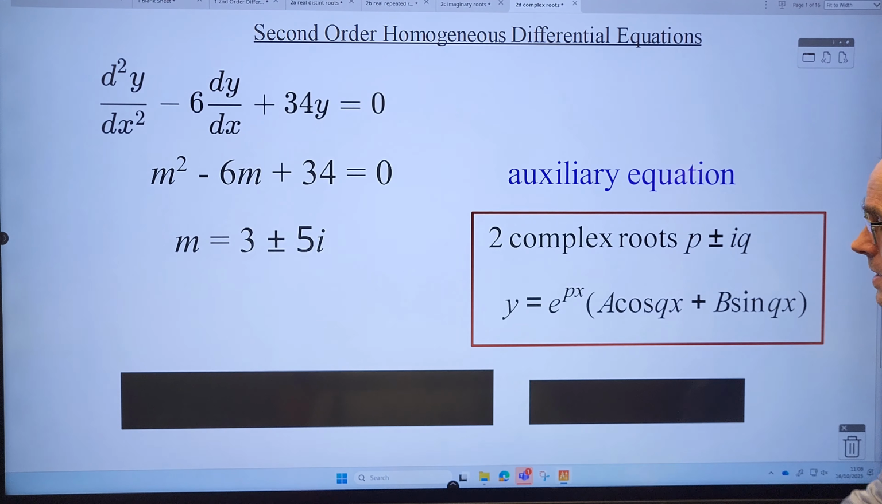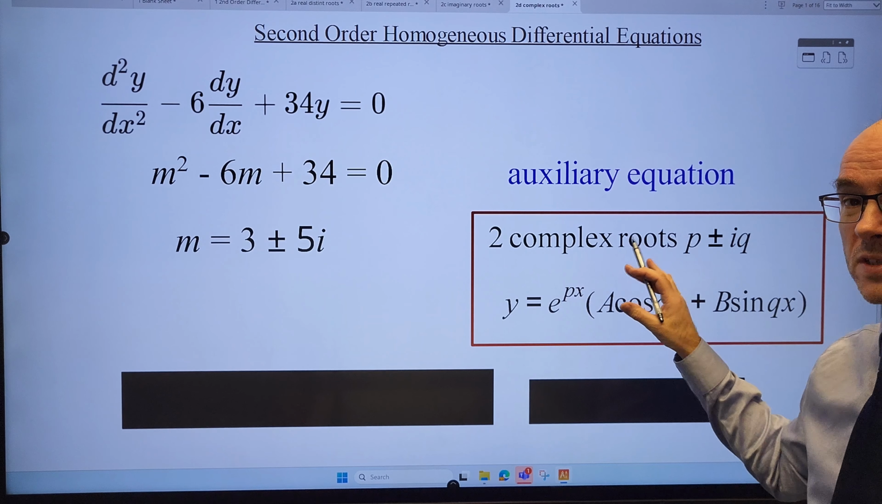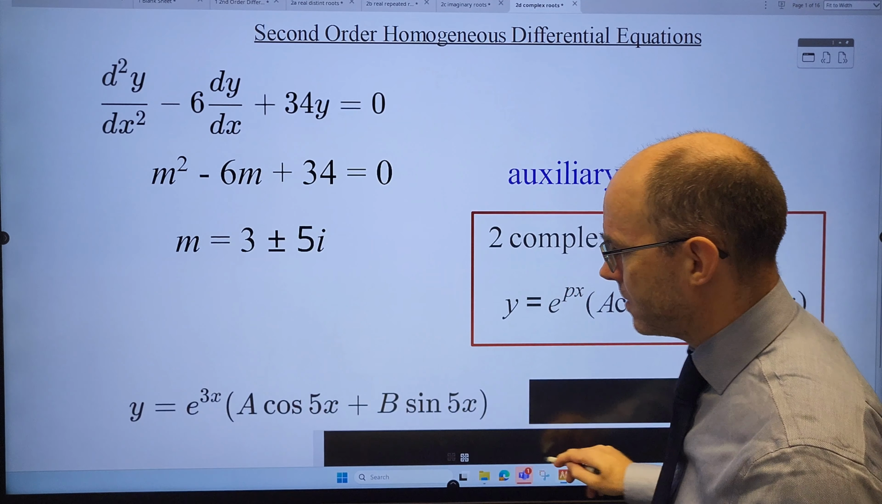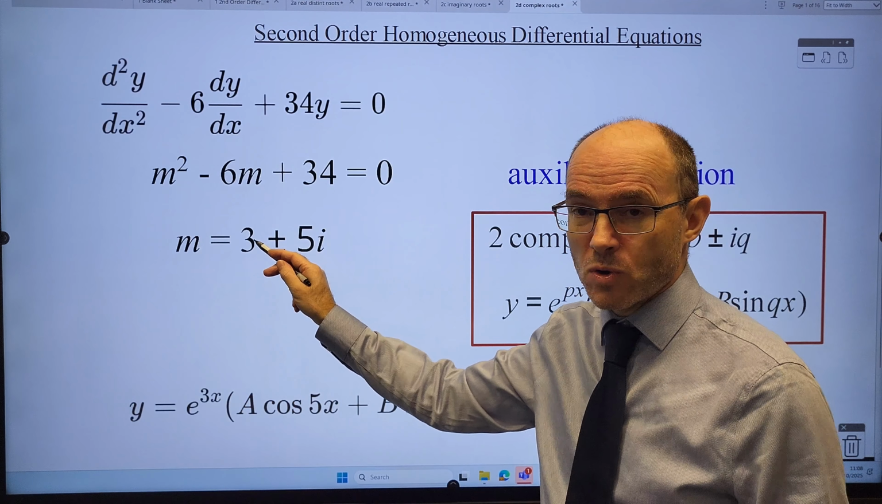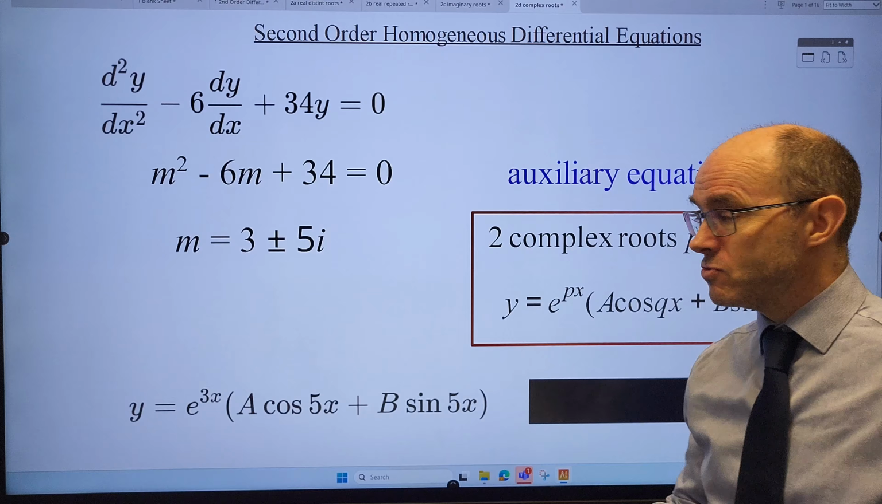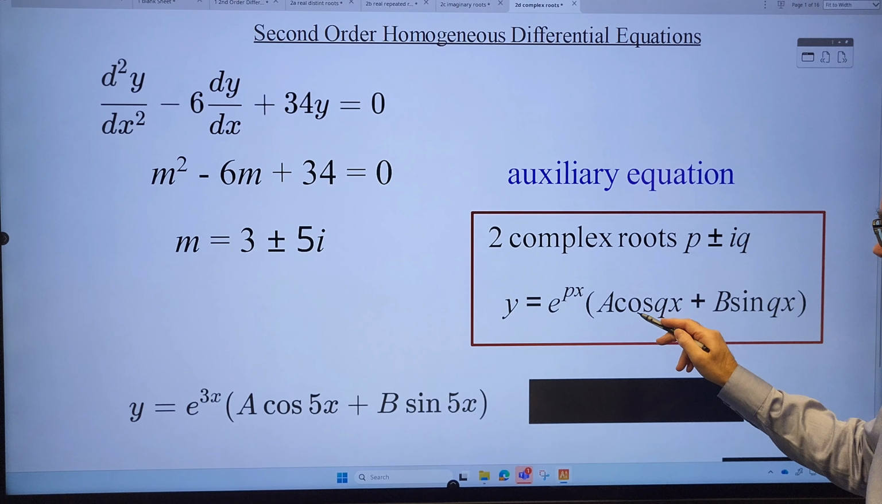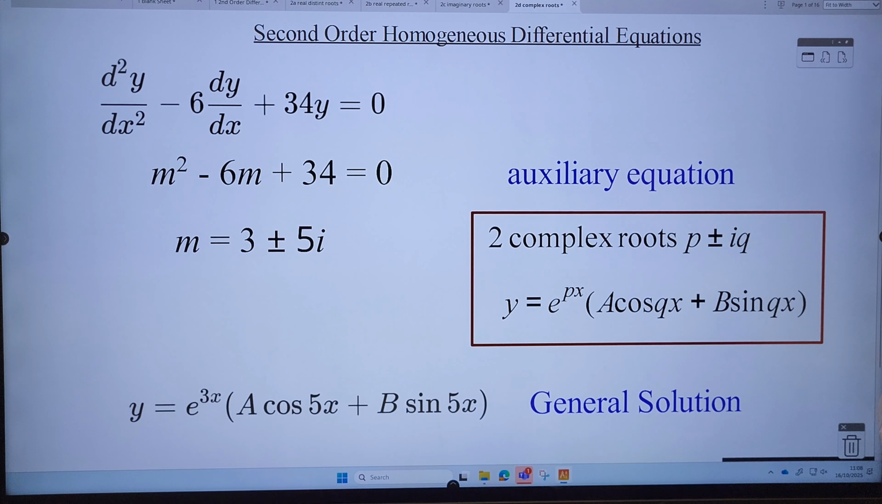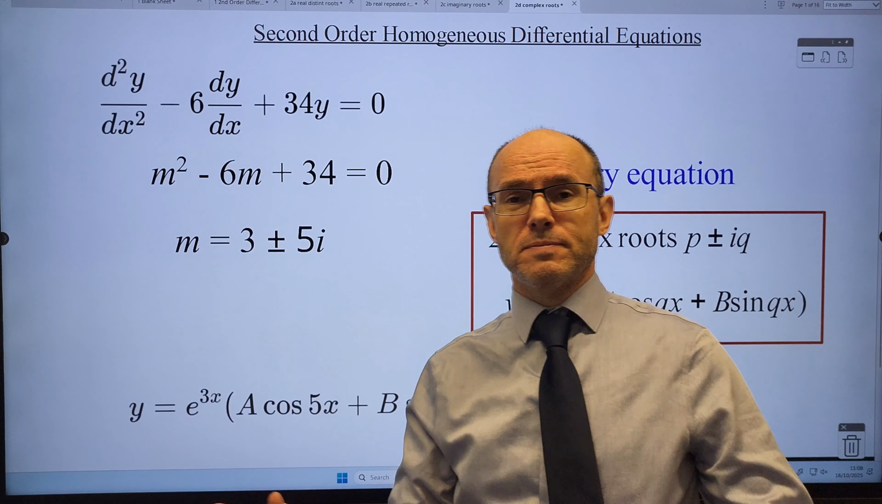And then for this case, you just need to follow this set pattern. So remember the real component there will be e to the 3x, because that's the real part. And then for the imaginary component, the 5, you've got A cos 5x plus B sin 5x there. So that is it.